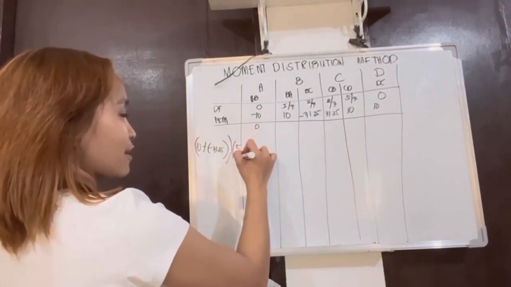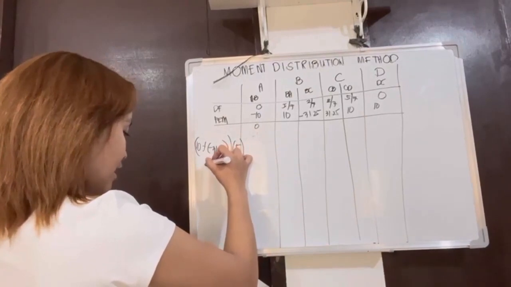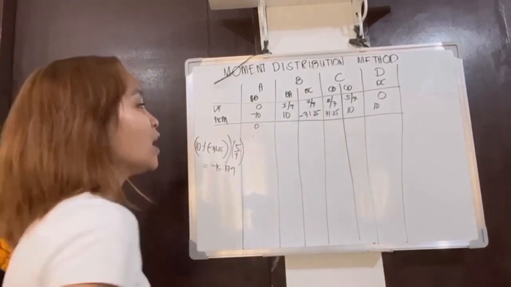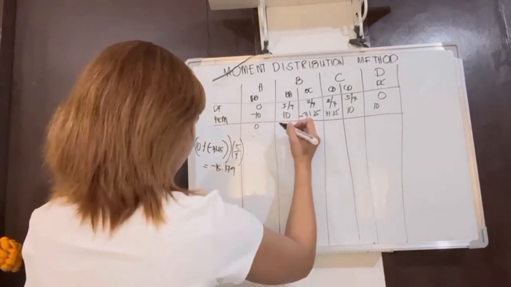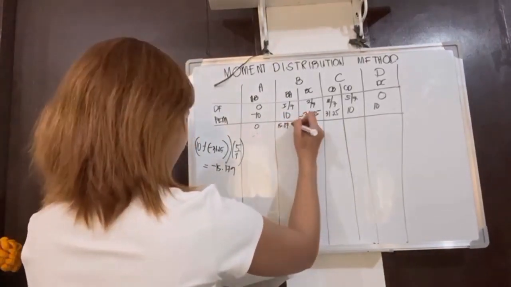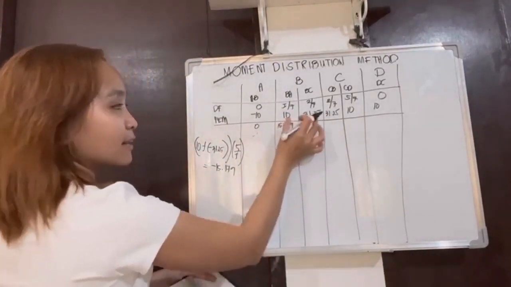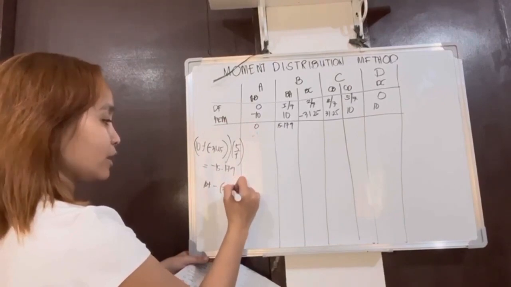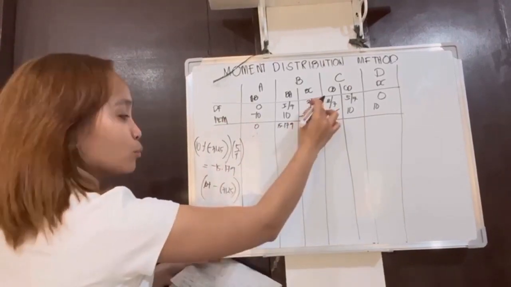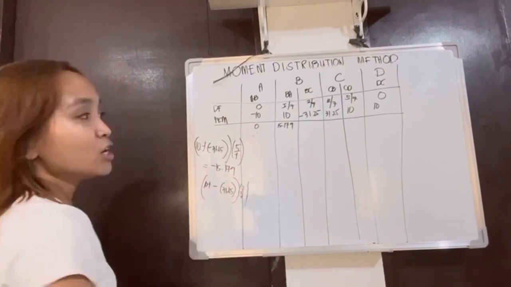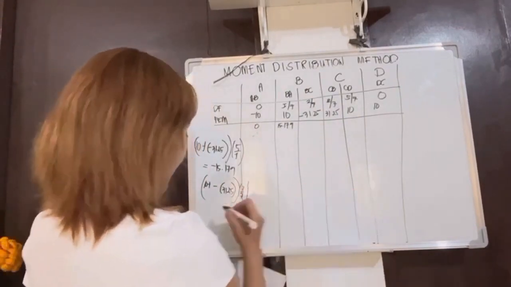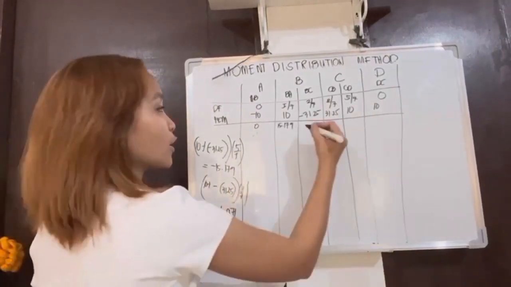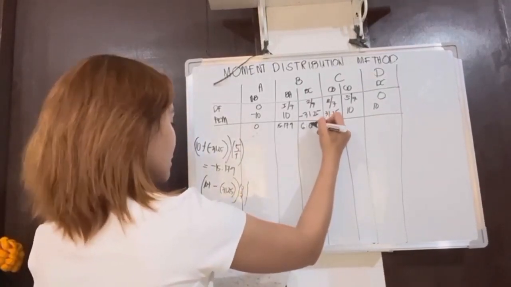Over 5/7. So, the answer is equal to negative 15.179. Since it is negative, our value here is positive. So, put 15.179. The same process here. So, 10 plus negative 31.25, then multiply by 2/7. So, we came up with negative 6.071. Since it is negative, our value here is positive 6.071.